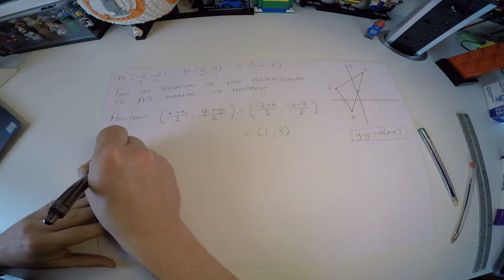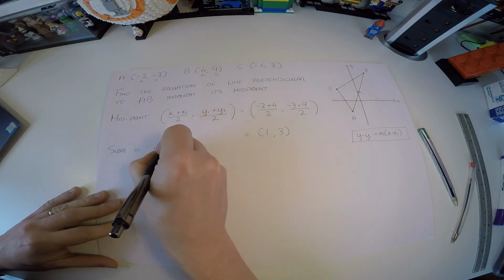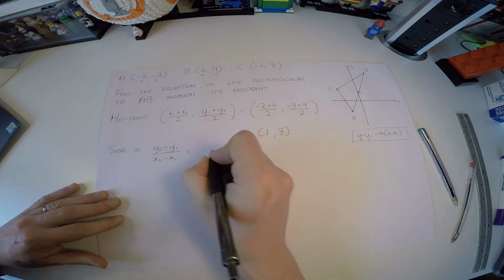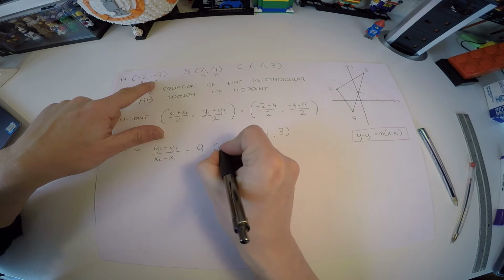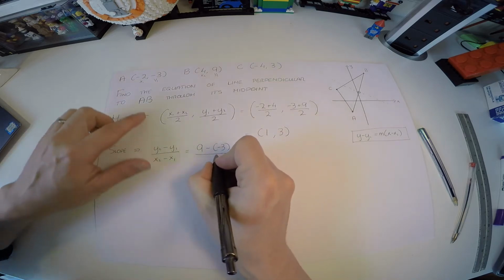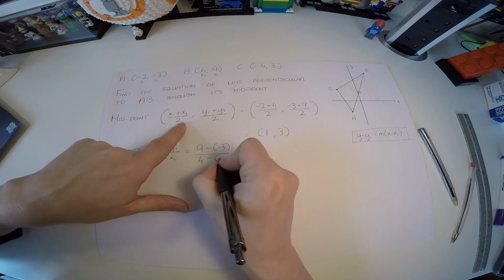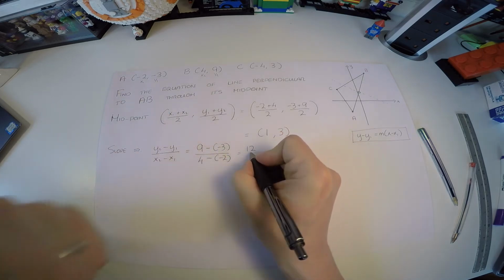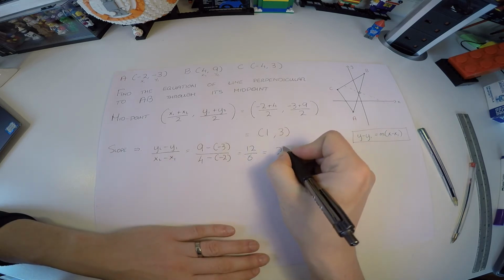Well, the slope formula says that it's y2 minus y1 over x2 minus x1. For us, that's 9 minus y1, which is minus, now brackets, minus 3 (that's the most common mistake I see). And x2, which is 4, minus x1, which is minus 2. So that's 9 plus 3, which is 12. That's 4 plus 2, which is 6. So that slope is 2.